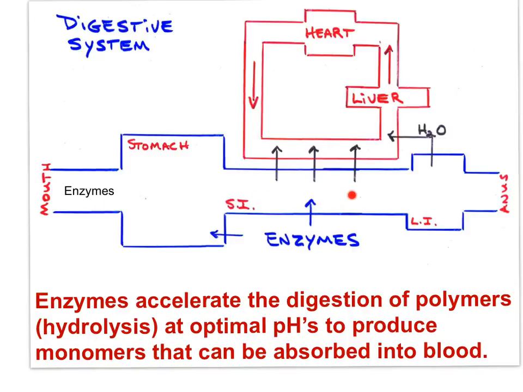Throughout the digestive tract, pH values change. Remember that enzymes are sensitive to pH and operate best at optimal pH values. Enzymes accelerate the hydrolysis of macromolecules into monomers at specific pHs. Monomers are small enough to be absorbed into the bloodstream, and the blood leaving the digestive tract proceeds to the liver before reaching the heart.